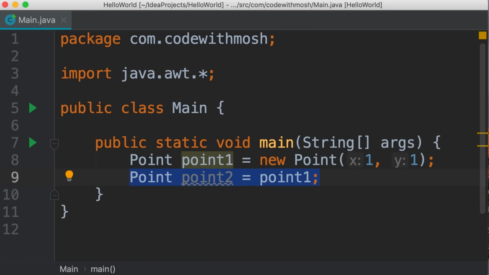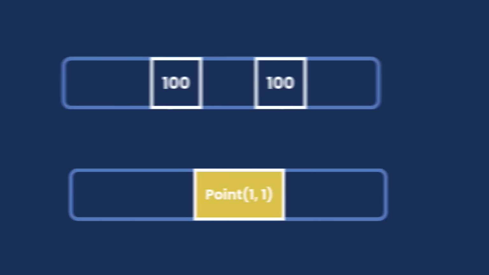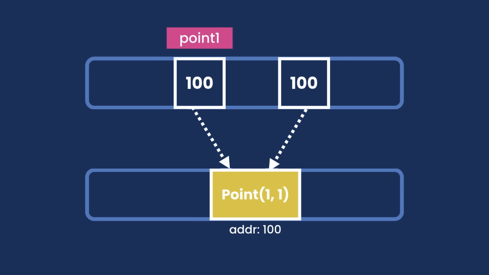Now look at line 9. Here we're copying the value that we have in this variable into this other variable. So that value, as you learned, is not the Point object, it is the address or the reference to the Point object in memory. That is why we refer to these types as reference types, because they don't store the actual values, they store a reference to an object somewhere in the memory. So in this example, point1 and point2 are referencing the exact same Point object in memory.